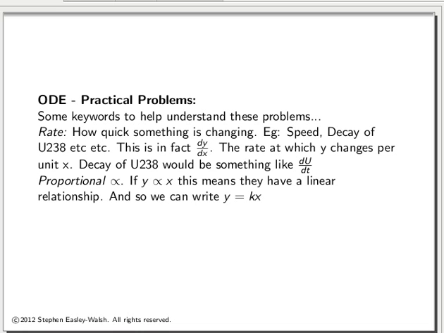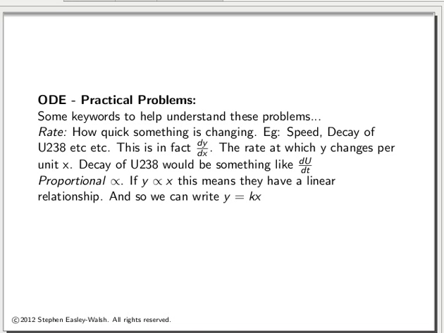If I increase x by 10%, 10 becomes 11, and then y would become, increase 20 by 10%, 22. So these are actually the two most important words for this topic: rate and proportional. And probably with just those two words you can do nearly all the problems.